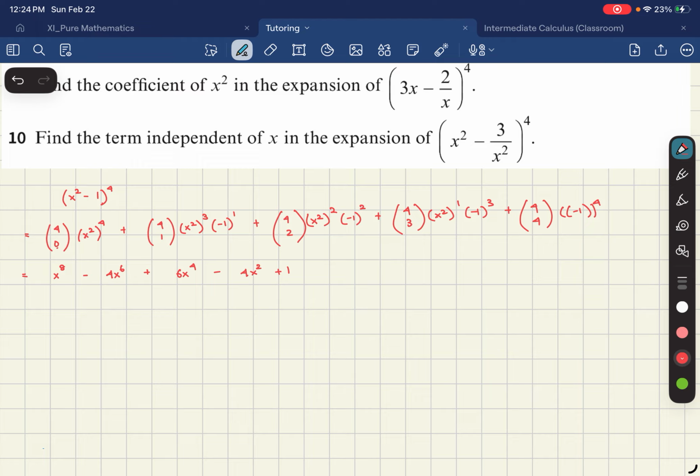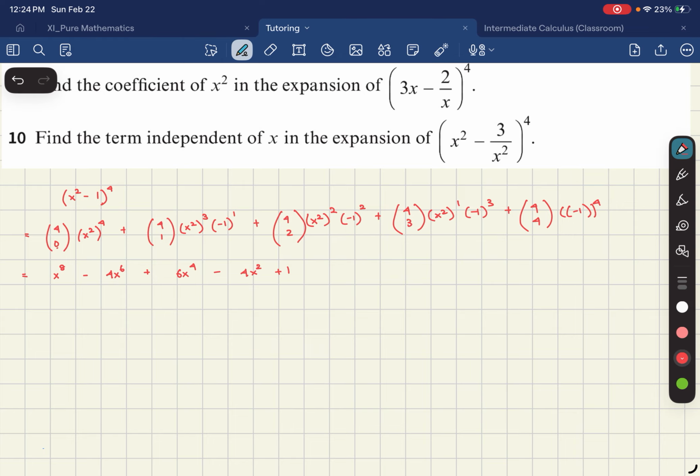You can also use Pascal's triangle. That is still fine. So x to the power 8 minus 4x to the 6 plus 6x to the 4 minus 4x squared plus 1. That is the expansion. And it says, find the coefficient of x to the 6 in the expansion of this thing. So, well, let's just substitute. Because we know what this is, we just expanded this.